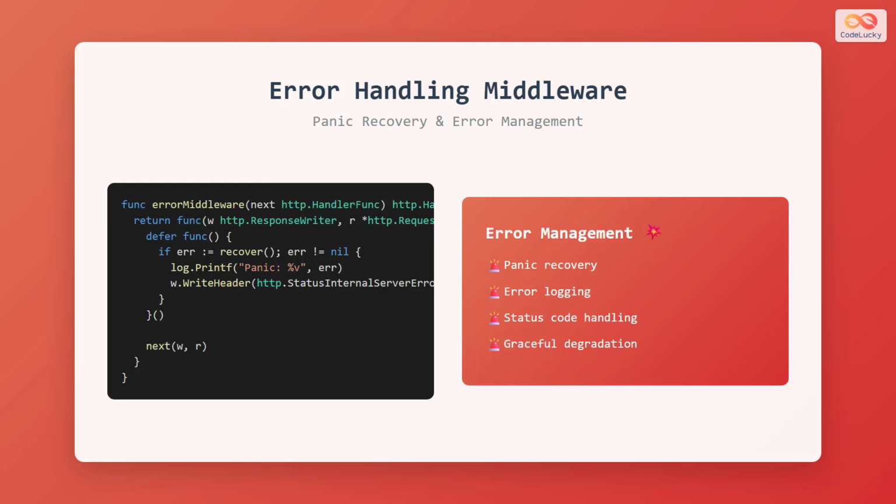Error handling middleware focuses on panic recovery and error management. This error handling middleware recovers from panics, logs the error, handles the status code, and ensures graceful degradation. By using error handling middleware, we can prevent our application from crashing and provide a better user experience.